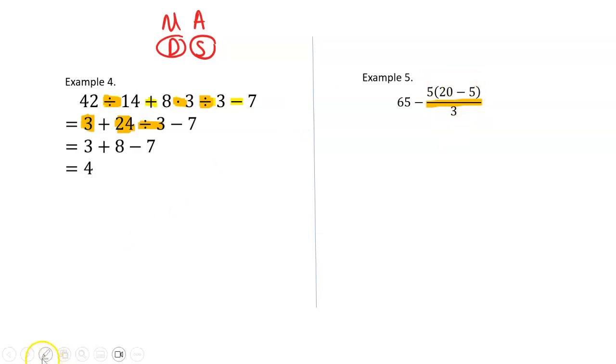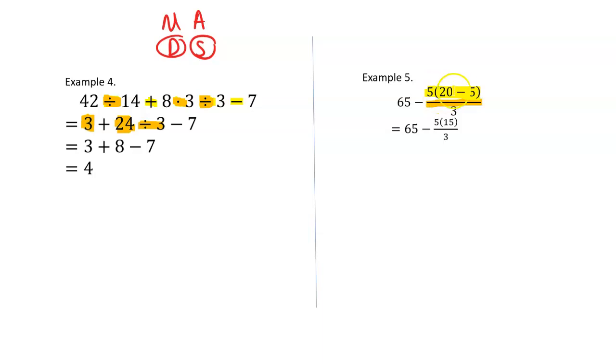But in the top, notice that we have another pair of parentheses. So we have to work on the parentheses. Parentheses have the highest priority. So whenever you see parentheses, you have to work that out first. So let's do 20 minus 5, which is 15.